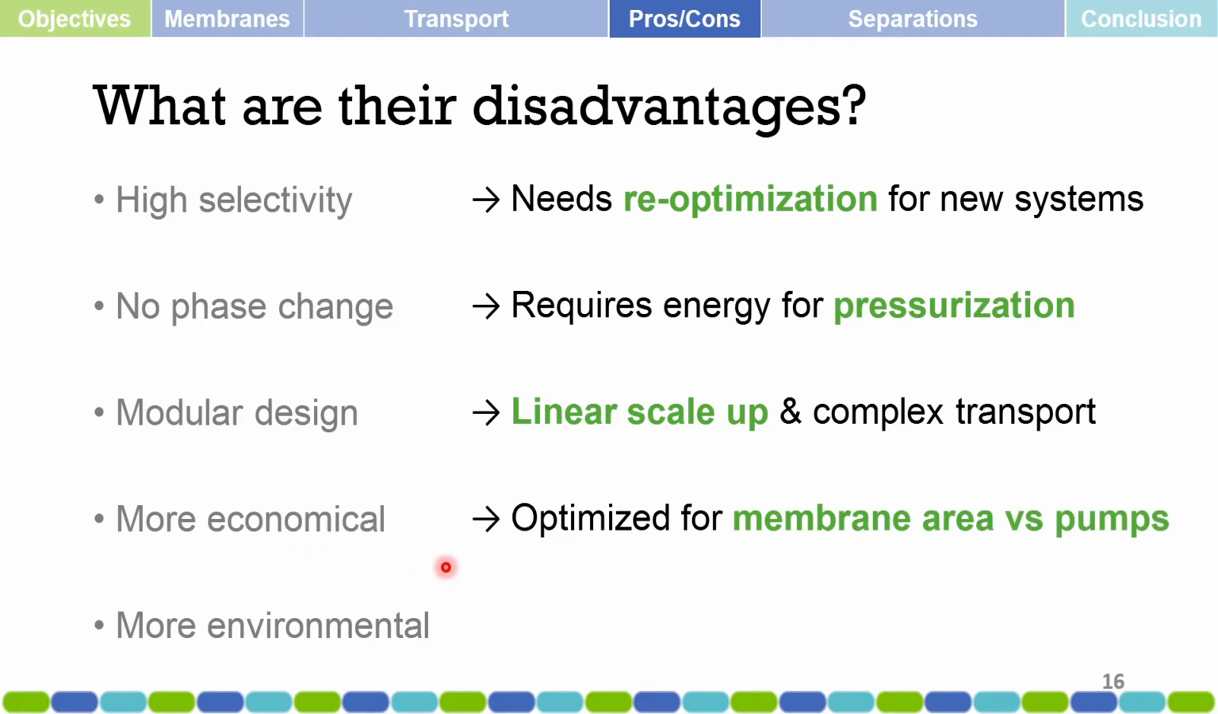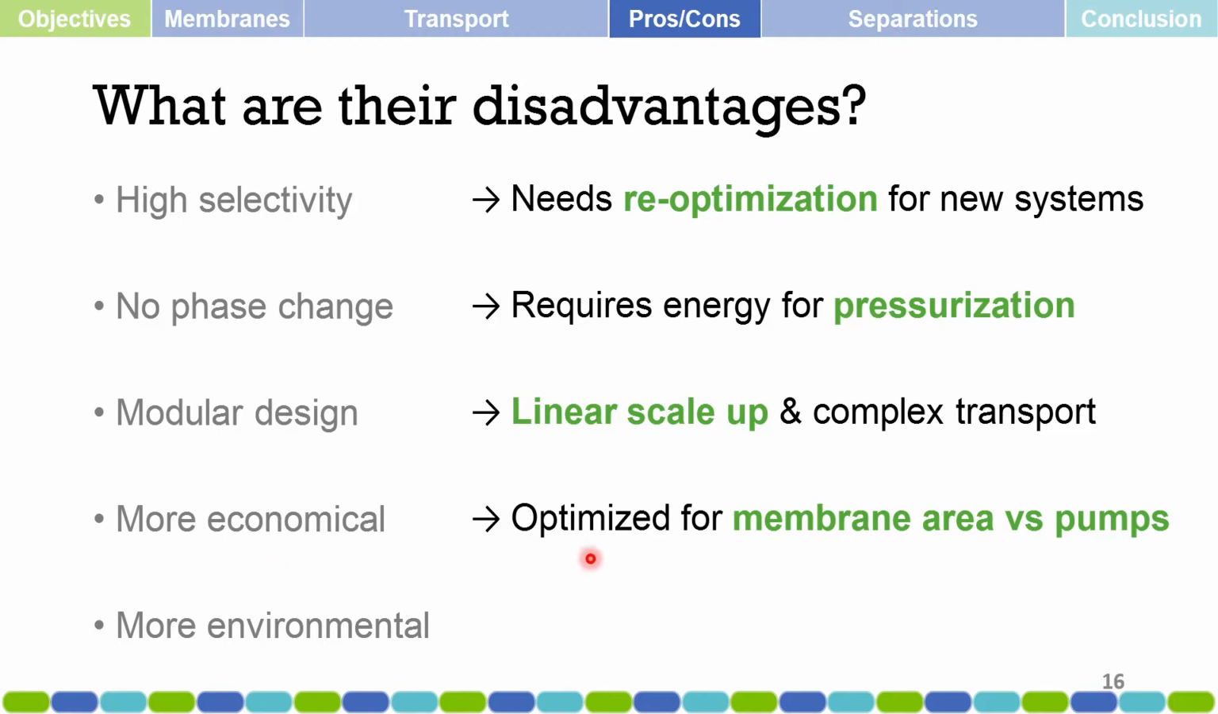More economical. So membrane processes need to be optimized for membrane area and the pump. You can have more membranes or large membrane area and then a small number of pumps to process a certain input of components, or you will have small membrane area but a large number of pumps. So you need to find the optimum for these two process parameters so that your membrane process will be economical.